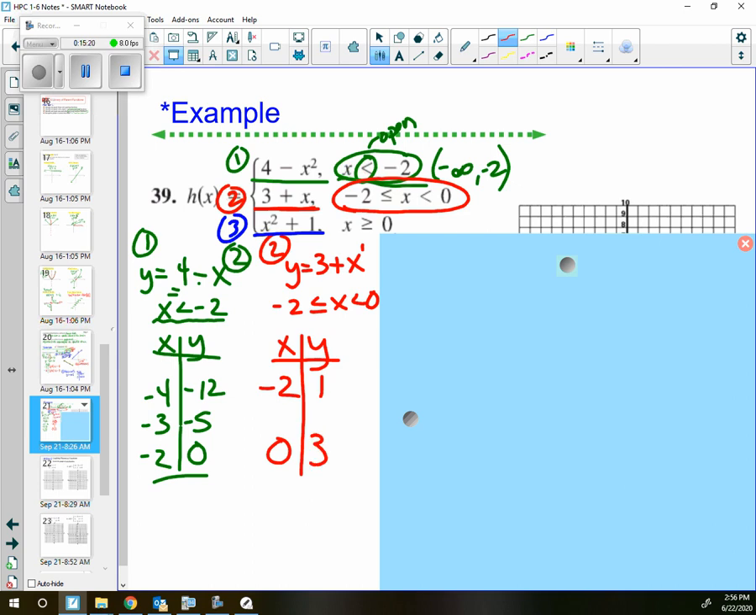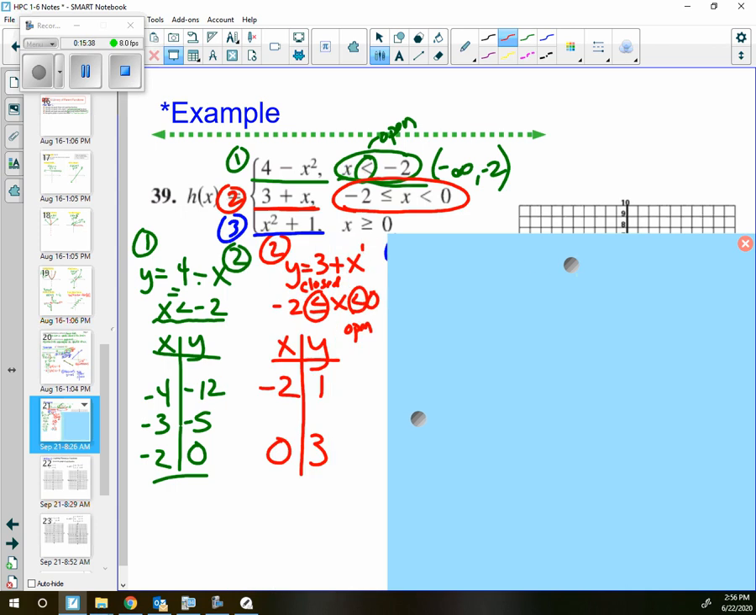Now, open or closed, are they included or not? Well, the first one has an equal to. So that means included. Closed. And then the second one is just less than. So that means that one's going to be open. So the first part of the line segment is going to be closed. The second part's going to be open.